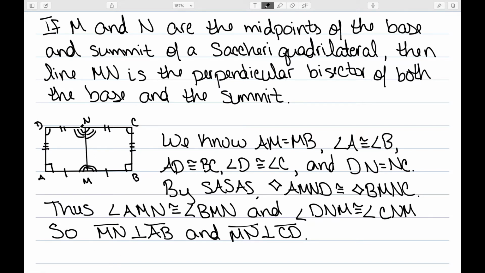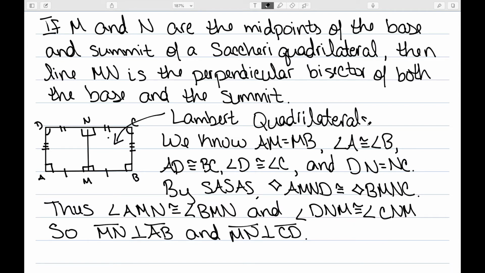And so these two quadrilaterals actually have 3 right angles, since we just stated that these angles each needed to be 90 degrees. So this left and right quadrilateral have a special name. These are known as Lambert quadrilaterals, and they're the quadrilaterals with 3 right angles. And in addition, if this side here, MN, is congruent to BC or AD, then this would be a rectangle.